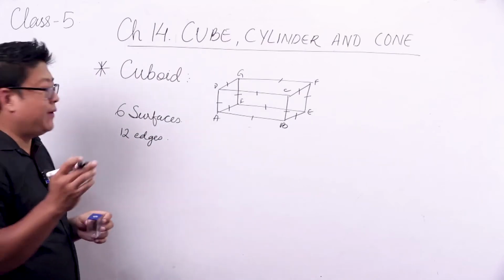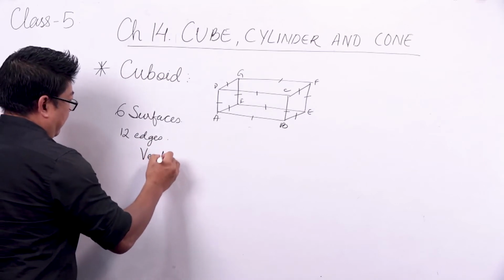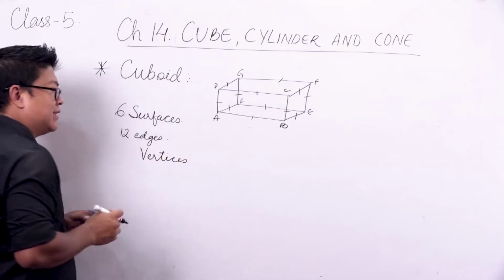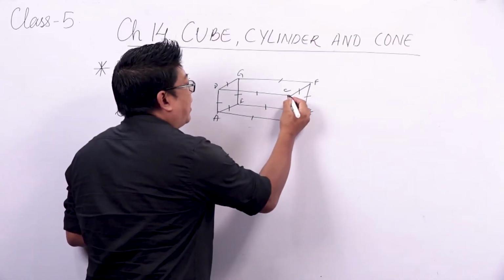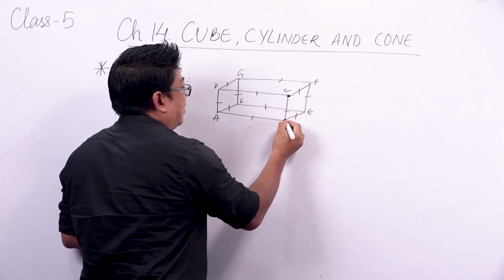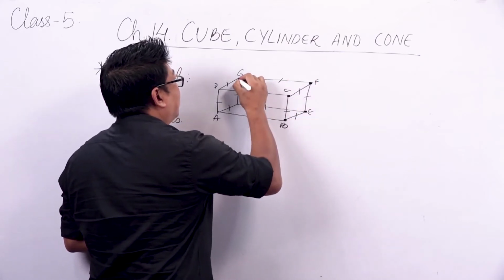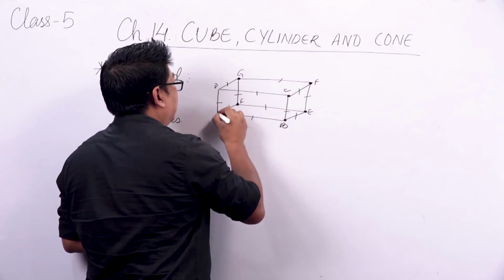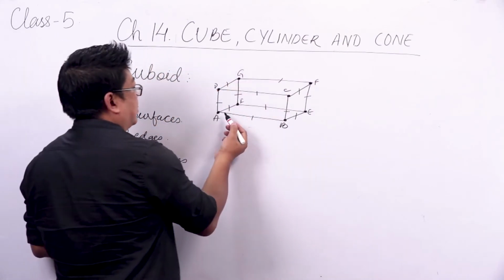And we have another point. They have vertices, or vertex. Vertex means the point where all the lines come and meet. Okay? So I'm marking them for you. If you look at the figure, all the black dots, let's count them.